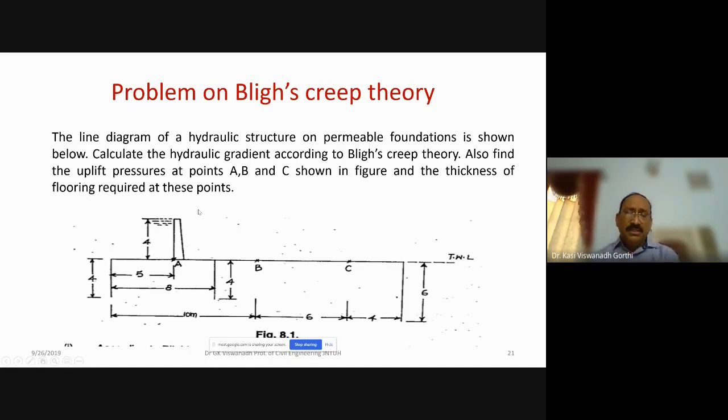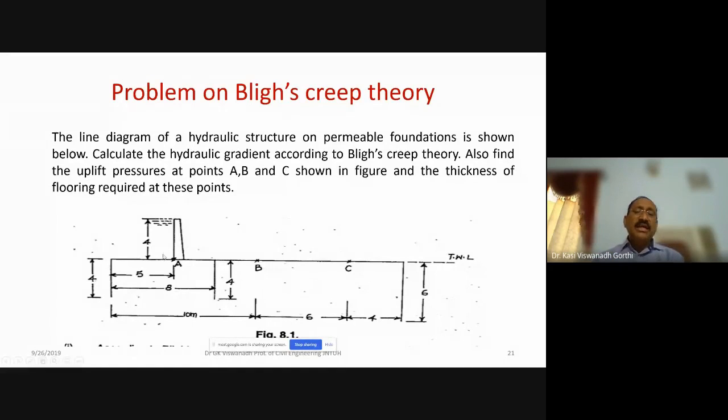This is how Bligh's creep theory is used. Bligh's theory is used to find out what is the thickness required at different points along the length of this floor. So at point A, at point B, at point C, what should be the thickness of the floor required? You need to find the uplift pressure at the points A, B, C and also find the thickness of the floor required.